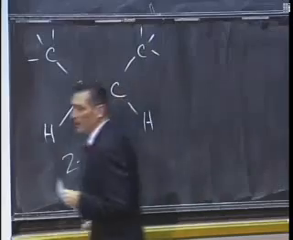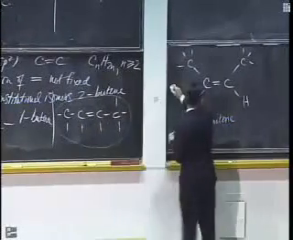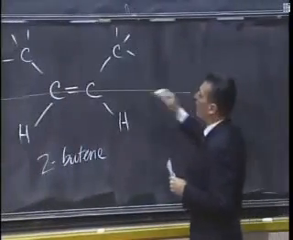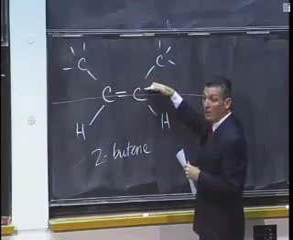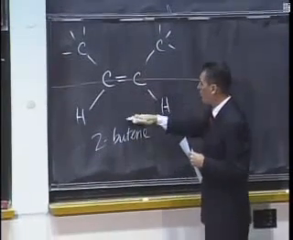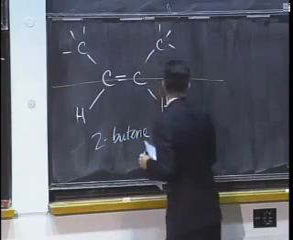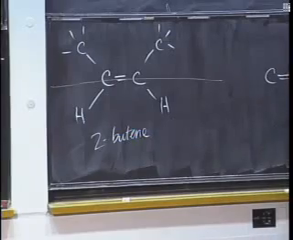And I think you can see that I can put a symmetry plane here. What do I have? I've got both of my methyl groups above the carbon-carbon double bond, and both of the hydrogens below the carbon-carbon double bond. But another way I could have set up this structure, again, there's the carbon-carbon double bond.